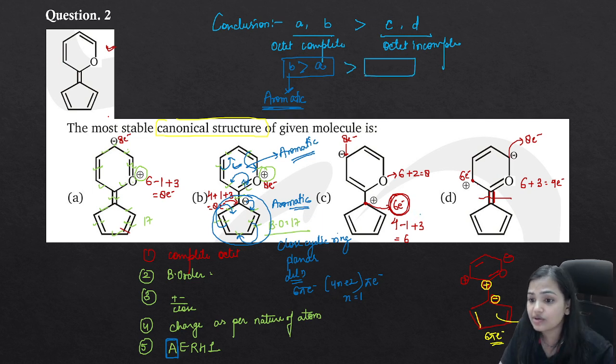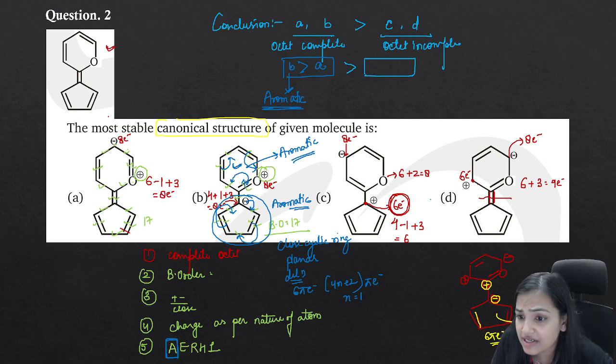Guys, you have noticed that this is also a 6 electron species and this is also a 6 electron species, but if you see, what about the bond order? Let's have a look over the bond order. 1 2 3 4 5 6 7 8 9 10 11 12 13 14 15 16, bond order 16. Here we were getting 17, that's why A and B were more stable.